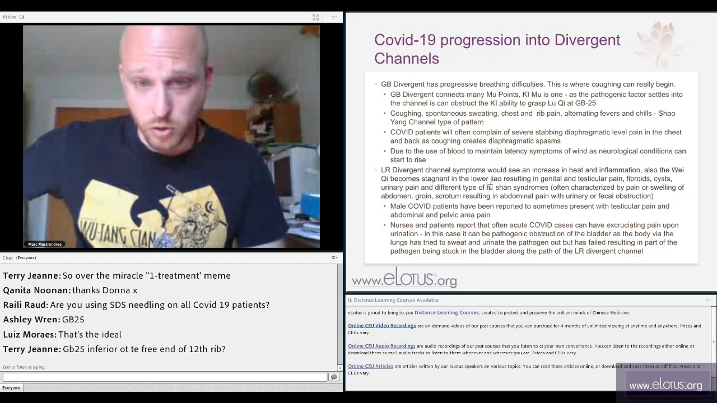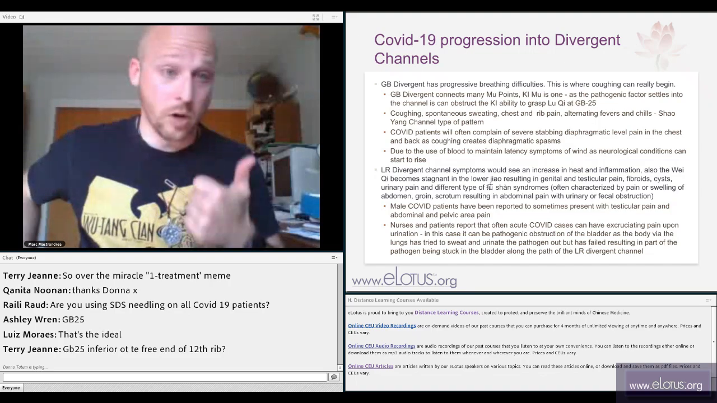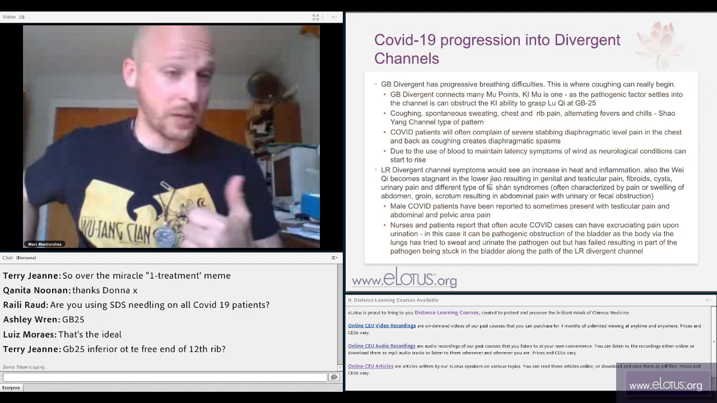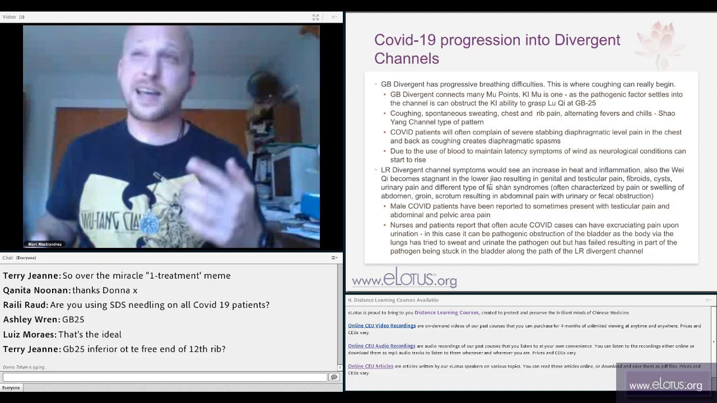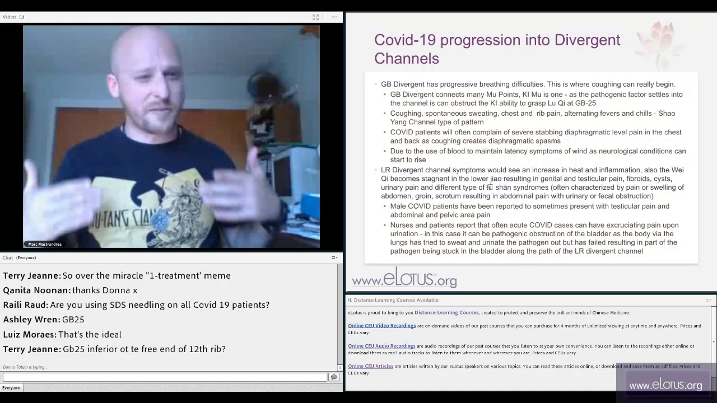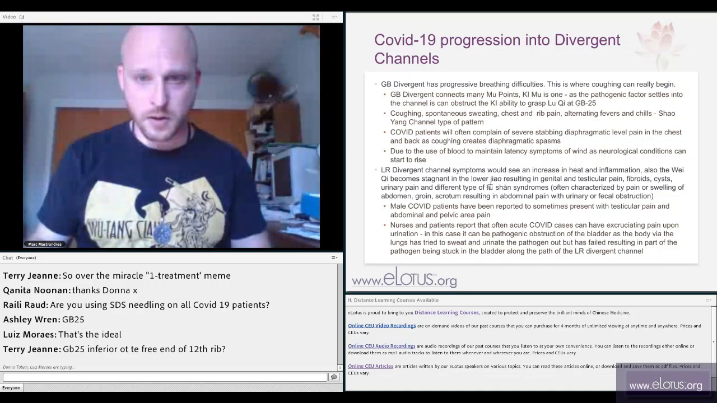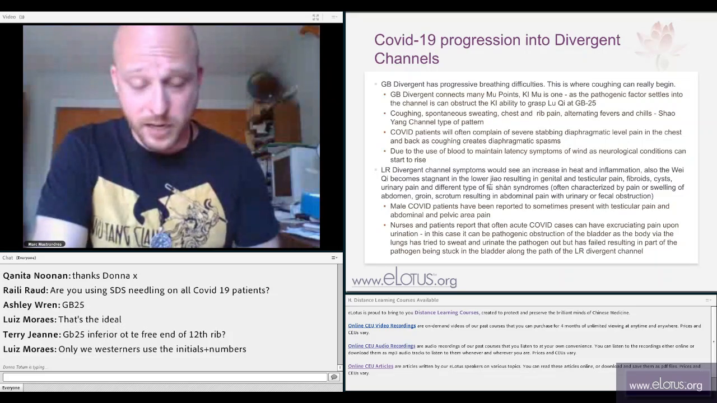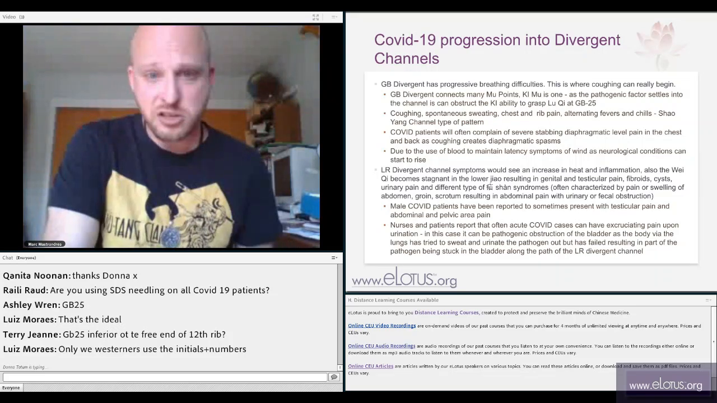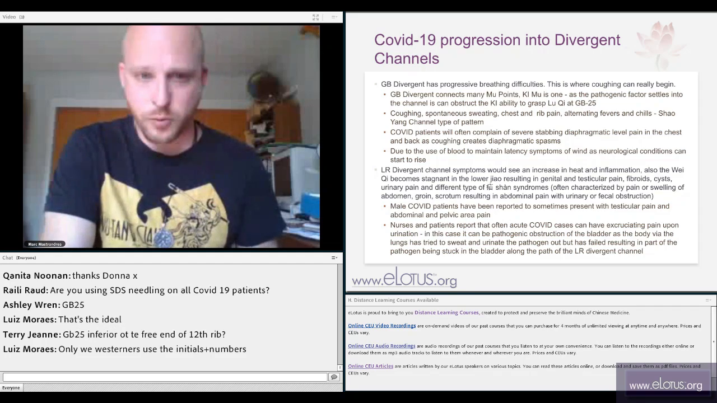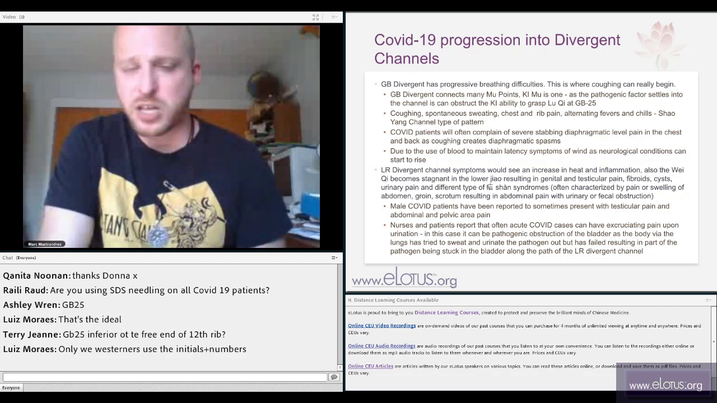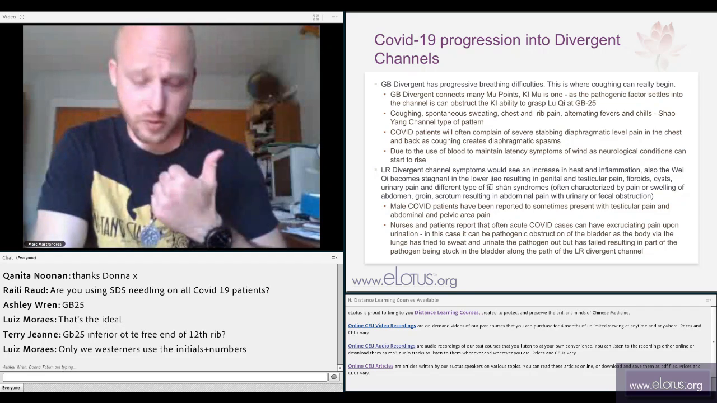Liver divergent channel, you'll start to see an increased heat, right? Because the blood's going down. You're having less and less blood, so you start to see increased heat, increased inflammation. Now it's starting to kick up. Now you're starting to see a stronger influenza stage in COVID, right? The Wei Qi will become stagnant in the lower jiao. You'll see genital and testicular pain. You'll see fibroid cysts. Commonly, we're seeing more in males and females, testicular pain.